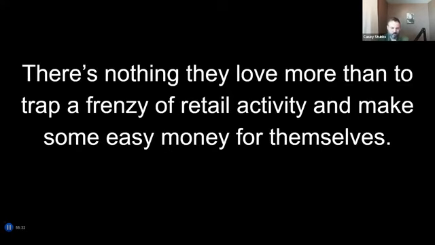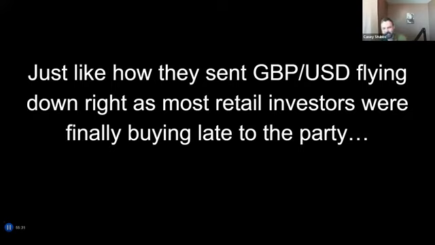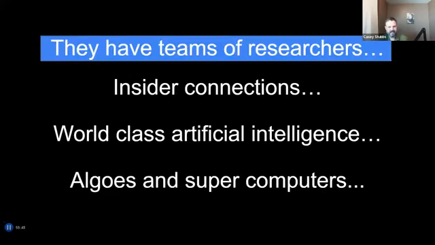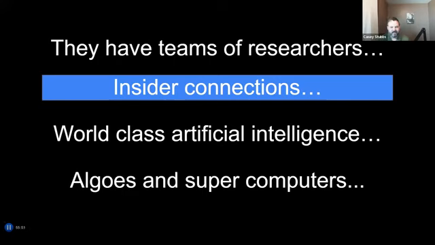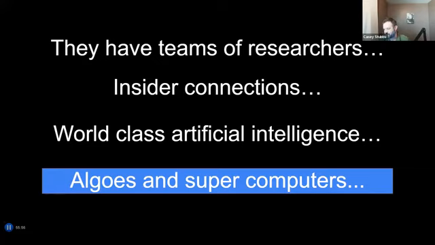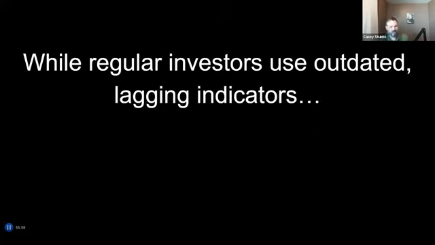There's nothing they love more than to tap a frenzy of retail activity and make some easy money for themselves. Just like how they sent the pound USD flying down right as the most retail investors were finally buying late to the party. Listen, institutions taking advantage of the dumb money shouldn't really surprise anyone. They have teams of researchers, insider connections, world-class artificial intelligence, algos, and supercomputers. While regular investors use outdated, lagging indicators.